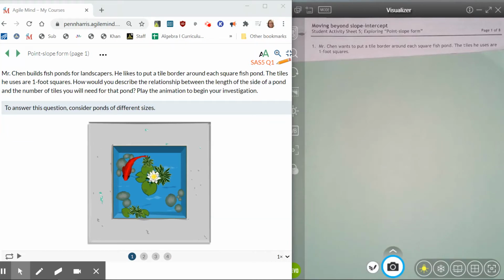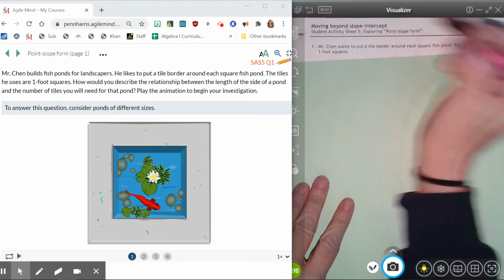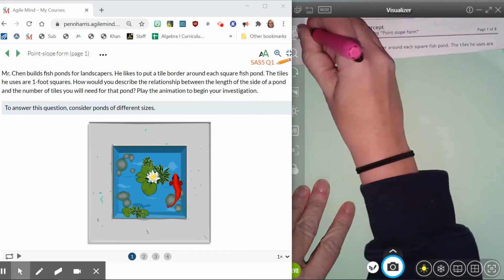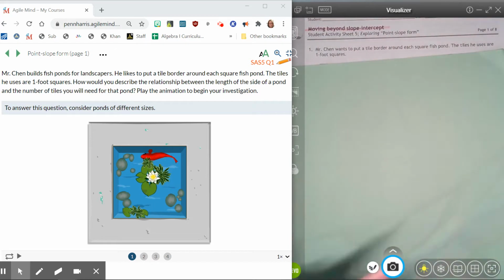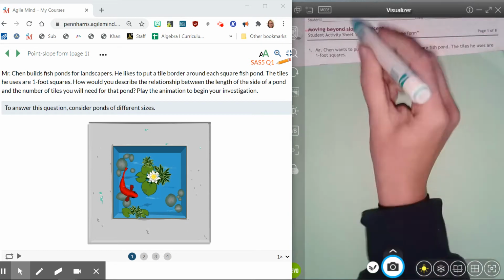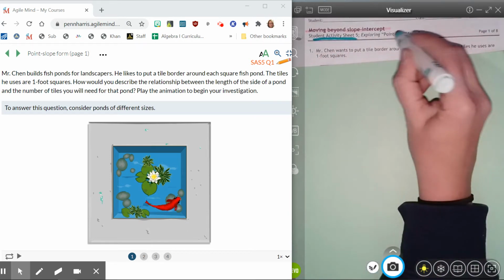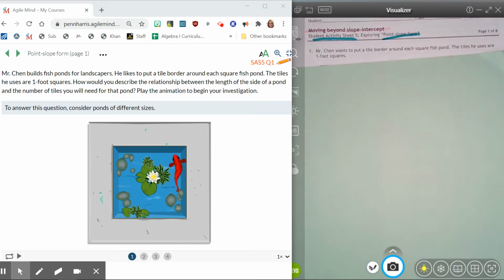Okay, guys, we are on the last activity sheet. This is still topic 5, moving beyond slope-intercept form. We are on student activity sheet 5, and this is called exploring the point slope form.